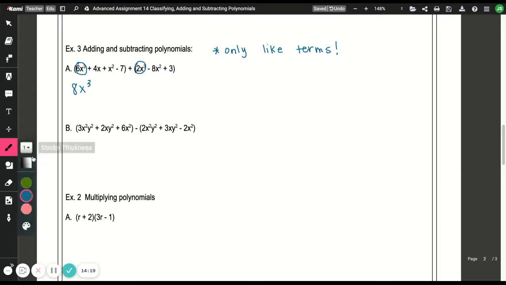I'm going to put them in order as I go because I'd rather save myself a step. The next one after x to the third would be x to the second. So there's 1 right here and x to the second, and then minus 8x to the second. Those are like terms because they have the same variable with the same exponent. So we have a positive 1 and a minus 8. 1 minus 8 is negative 7x squared.